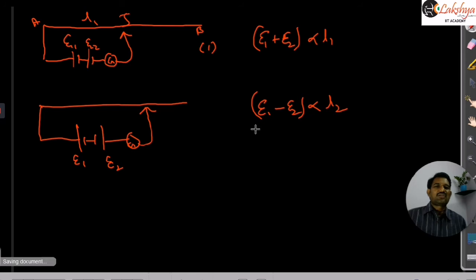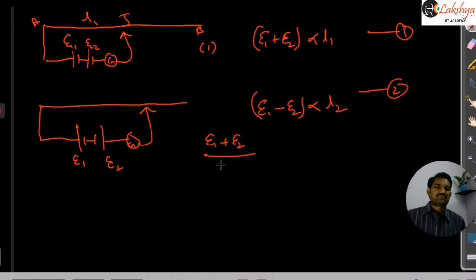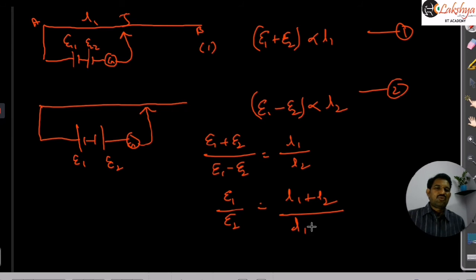Then you can take the ratio of these two equations. Then we can write E1 plus E2 by E1 minus E2 is equal to L1 by L2. And our required value is E1 by E2 from this. So E1 by E2 is equal to L1 plus L2 by L1 minus L2. So this is the ratio of EMFs of the cells when both the cells are connected at a time. If they are connected separately, then we directly get E1 by E2. You need to remember, sometimes they will give problems like this, and they will mention this as when the cells aid each other.